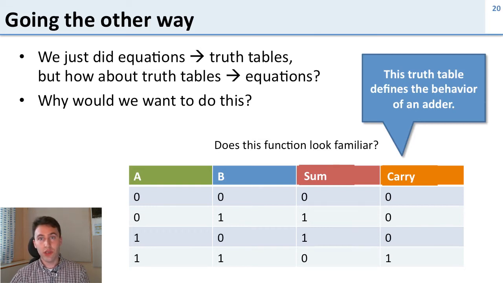We spent a lot of time looking at arithmetic, and here's exactly what you expect. So if I go in here, I add 0 and 0, I have 0 output and no carry. If I add 1 and 1, I have 0 output and a carry of 1. So this is the truth table that defines an adder.